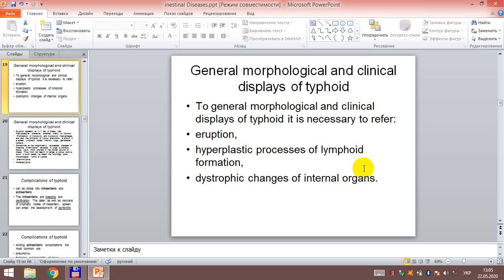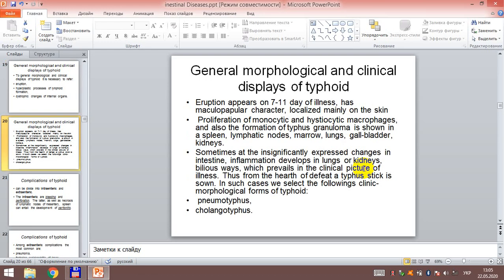General morphological and clinical displays of typhoid. To the general morphological and clinical displays of typhoid, it is necessary to refer eruption, hyperplastic process of lymphoid formation, dystrophic change in internal organs. Eruption appears on the 7th to 11th day of illness. It has a maculopapular character, localized mainly on the skin. Proliferation of monocytic and histiocytic macrophages and also the formation of typhus granuloma is shown in the spleen, lymphatic nodules, bone marrow, lungs, gallbladder, kidneys and others.